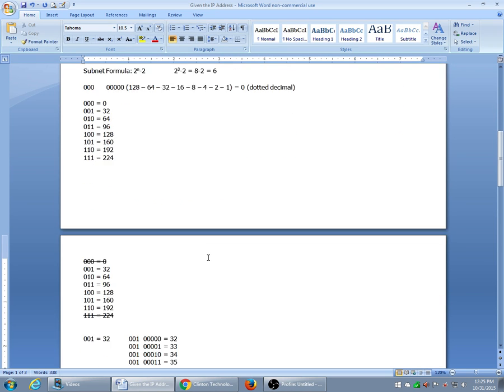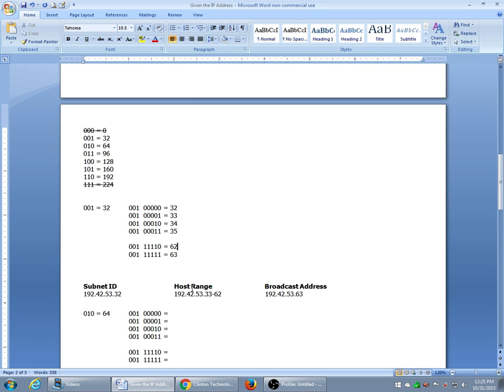Now I have a subnet ID of 192.42.53.32. That's my subnet ID. That's the number that has all zeros in the host range, right, because that's how we get 32. All zeros in the host range. And then my broadcast address over here, .63. Broadcasts have all ones in the host field.